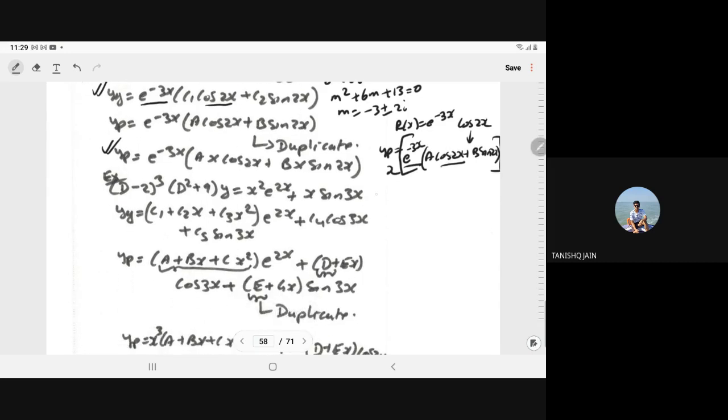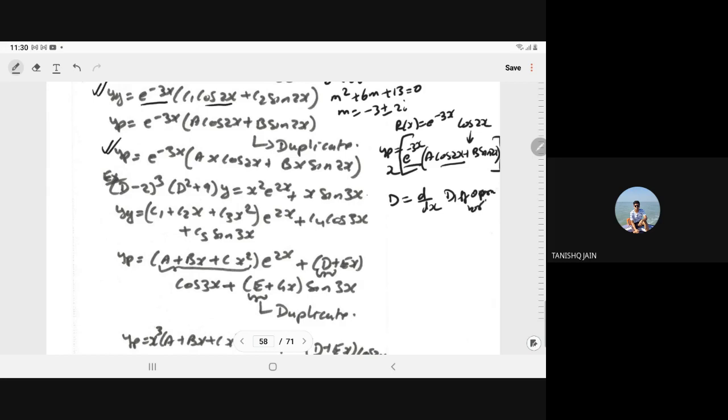Now let us see this question. So here the question is (D minus 2) whole cube (D square plus 9) y is equal to x square plus x square e to power 2x plus x sin 3x. Here D represents d by dx. It is the differential operator. D, in short we write D, right? It is the differential operator.